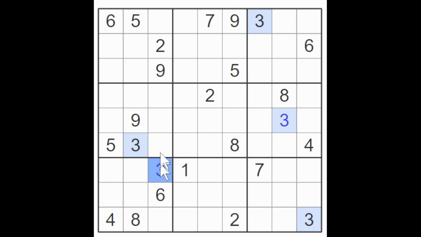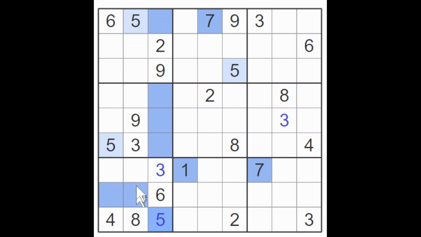Having found the 3 here, we can now see the 5 here and the 5 here block these 4 cells. Therefore, this cell must be a 5. And now it's very obvious, I think, that the 1 and the 7 here force a 1 and a 7 to go in these two cells here. And because this 7 blocks this cell, we have to find a 7 for column 3 in one of these 3 cells now.